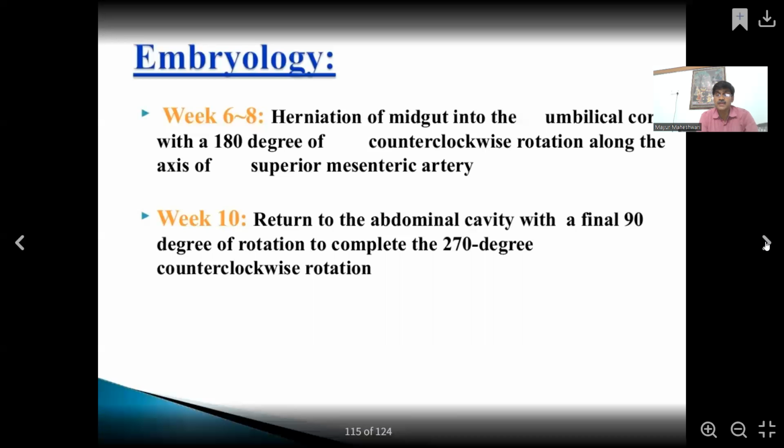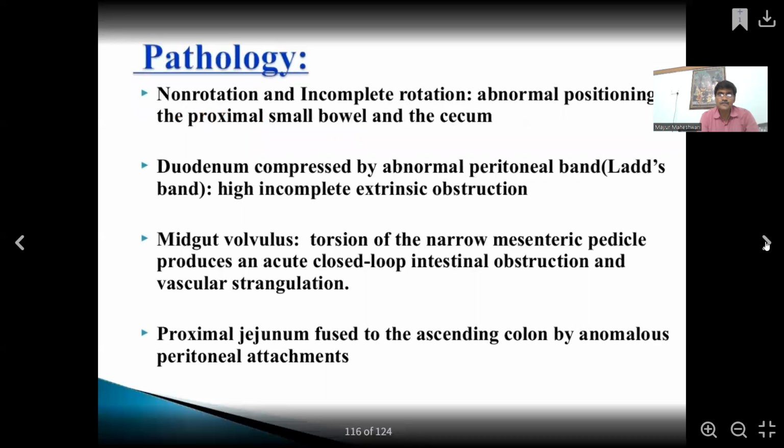By the 10th week, the herniated intestine returns to the abdominal cavity with a final 90 degrees of rotation to complete a total of 270 degrees of counterclockwise rotation. And the pivot is the superior mesenteric artery. Pathology includes non-rotation or incomplete rotation, resulting in abnormal positioning of the proximal small bowel and the cecum.